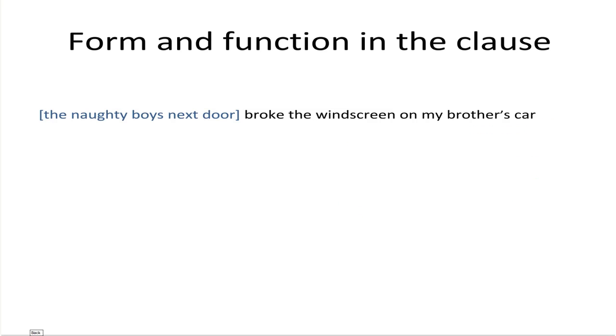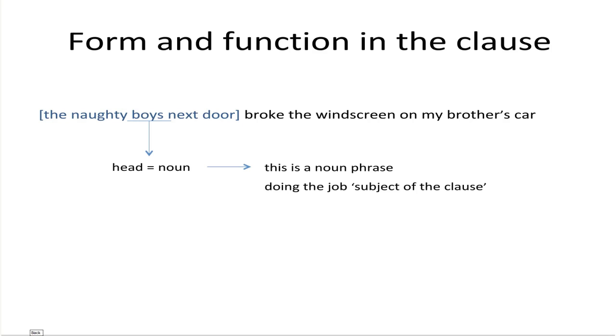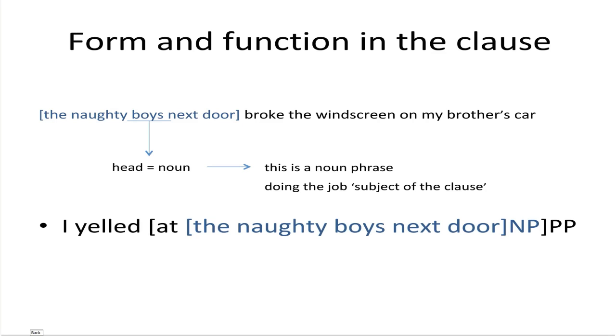Look again at the clause, the naughty boys next door broke the windscreen on my brother's car. The naughty boys next door is a noun phrase. We know this because the head of the phrase is boys, and boys is a noun. In this particular clause, this noun phrase is doing the job of being the subject. But it would still be a noun phrase if we took it out of this clause and put it somewhere else. For example, following a preposition in a prepositional phrase, as in, I yelled at the naughty boys next door. The naughty boys next door is still a noun phrase because its head is still a noun.